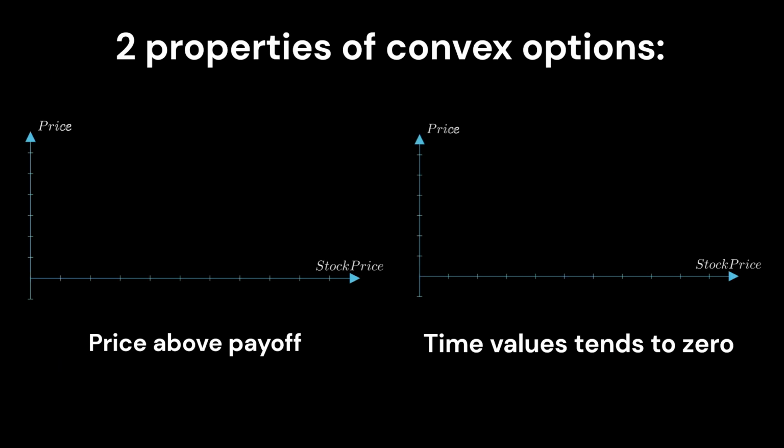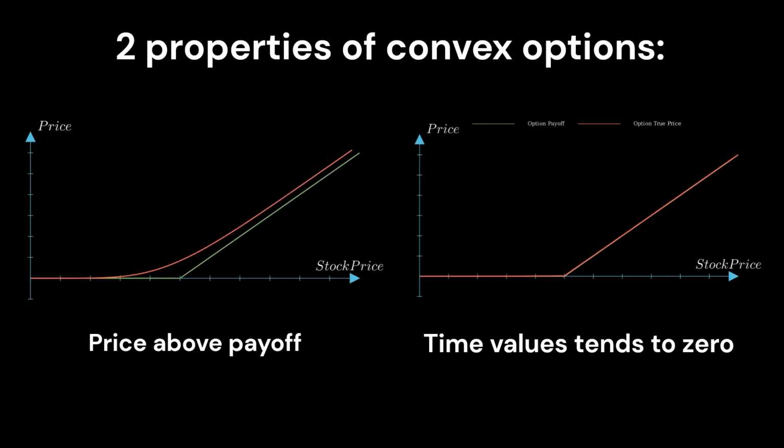In the case of a long call option, convexity means that the actual option price is always higher than the payoff, as we understood earlier. On top of this, we know that at maturity, price and payoff are the same thing. The only possible dynamic for the option price over time is therefore to decrease until it reaches the payoff. The option's time value becomes lower and lower, and the two curves eventually merge.